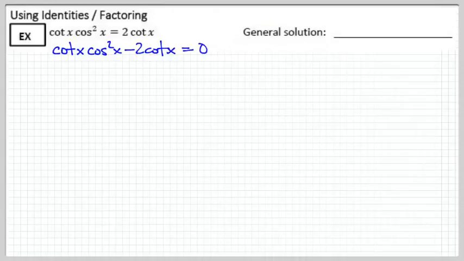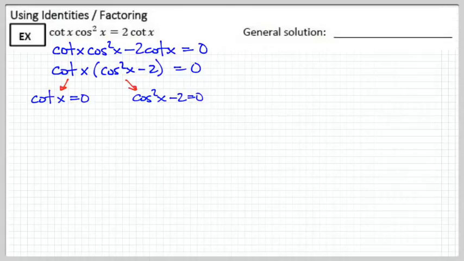Okay, this equation here. First off, it might be extremely tempting to cancel out the cotangents, but that would not be something we want to do. So instead, let's subtract 2 cotangent from both sides. And in this case, now, instead of dividing by cotangent x, let's actually factor it out. So I factored out the cotangent x, and I'm left with cosine squared x minus 2 here.